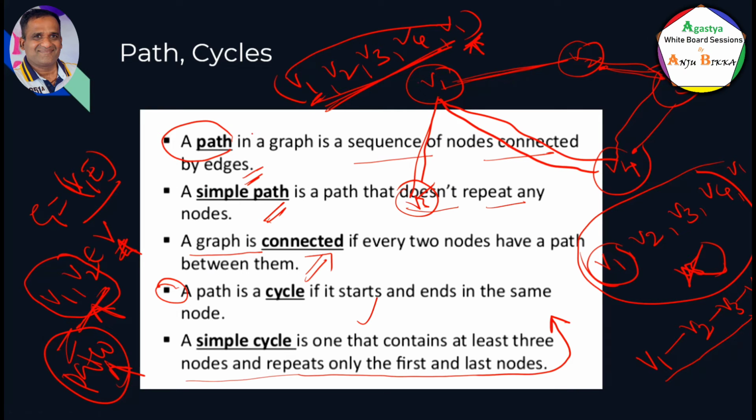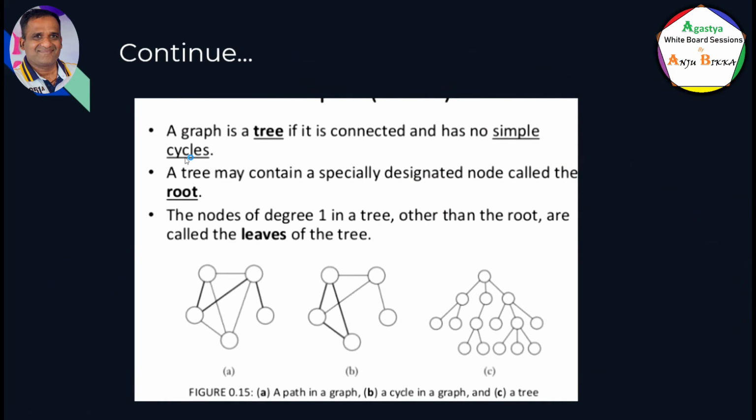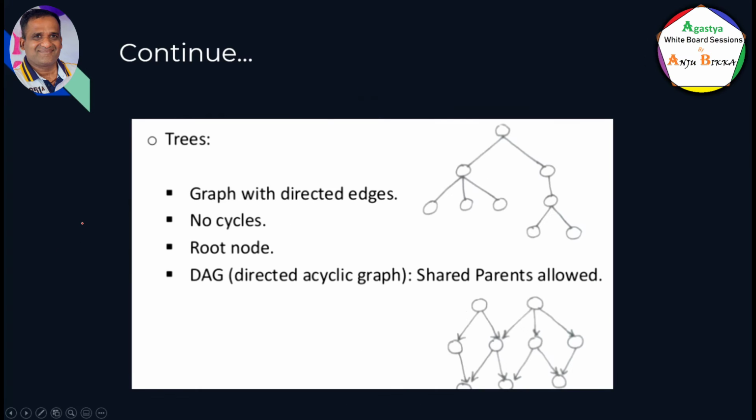So this is what? Path, simple path with no repetition, connected where for every two nodes there exists a path, and a cycle, any path that starts and ends with the same node. A simple cycle is the one that contains at least three nodes and repeats only the first and last node. Now we discussed the path and simple path.